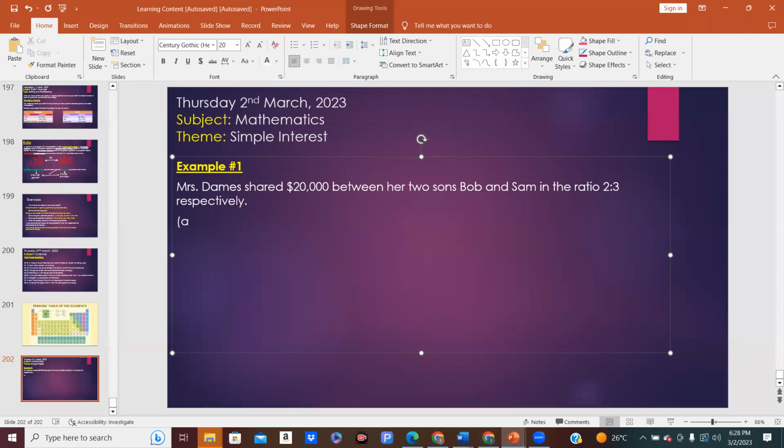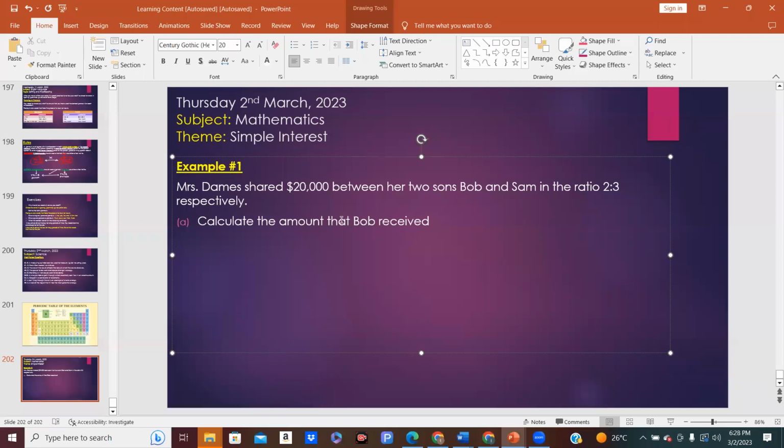So the first question says, calculate the amount that Bob received. Now, as you can see, this is a ratio question, at least this part. So we have to use what we learned last week to answer it. How are we going to figure out the amount that Bob received?